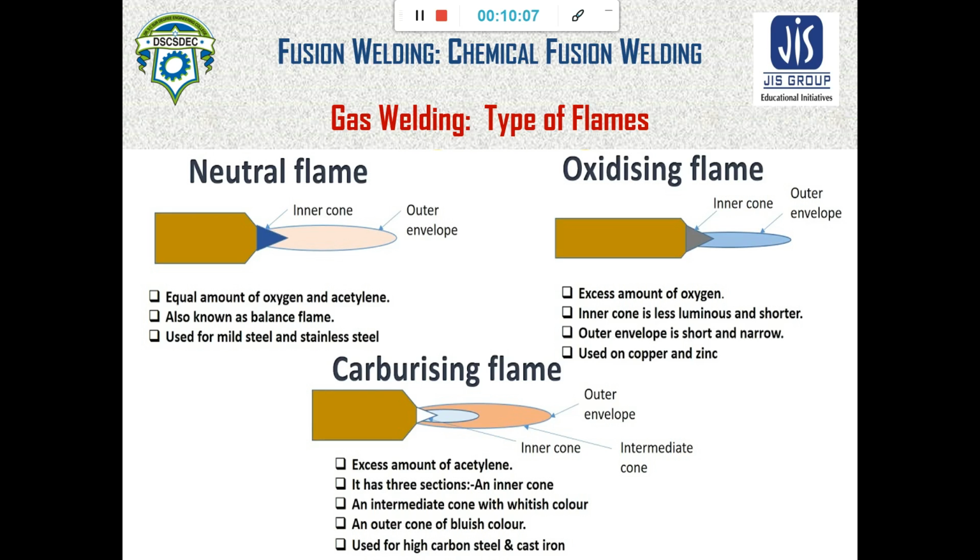So in case of neutral flame, the ratio of oxygen to acetylene is 1:1. In case of oxidizing flame, it is 1.15:1, and in case of carburizing, it is 1:1.15.